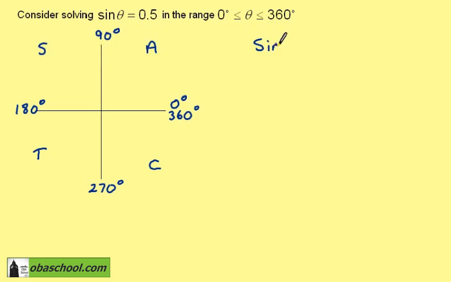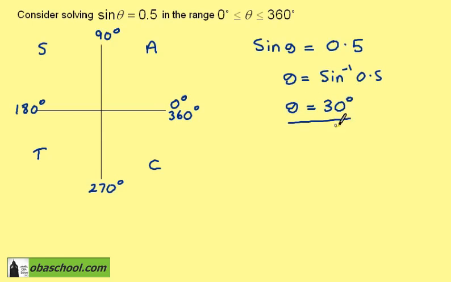Looking at our solution, we have sine theta is 0.5. To find theta, we use shift sine on the calculator, which gives us inverse sine of 0.5, and this evaluates to 30 degrees. This is our principal value, or sometimes called a key angle. If we mark this on our CAST diagram, 30 degrees is about here.